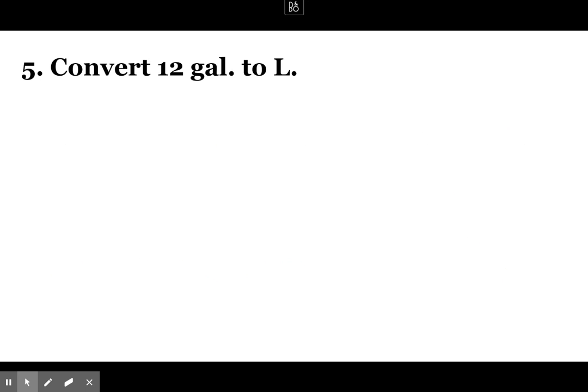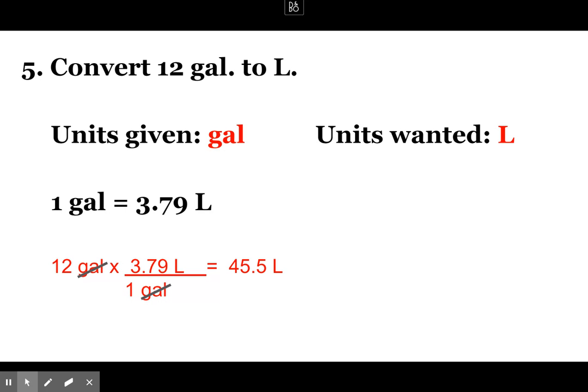Now, the last problem we're going to work out today is converting 12 gallons to liters. So I want you to take a moment, pause this video, and see if you can work out this problem. All right, so let's start working out this problem. We know we are given gallons, that's our units given, and we want to get to liters. So in 1 gallon, there is 3.79 liters. That's our conversion factor.